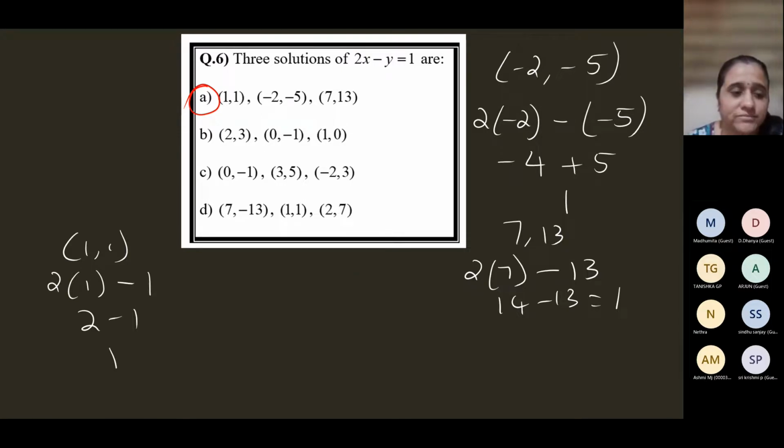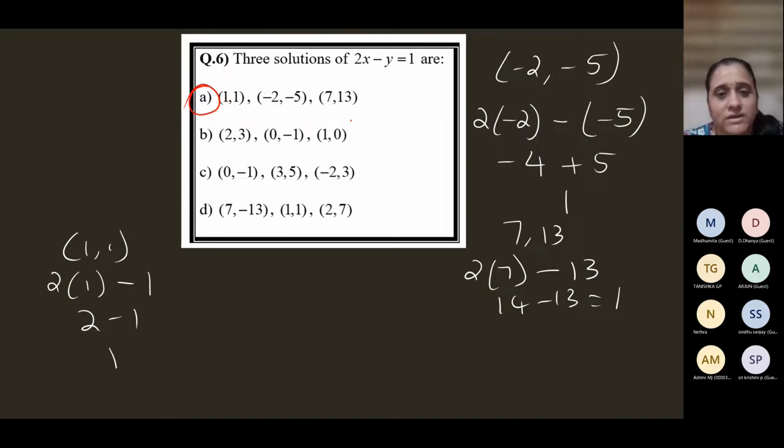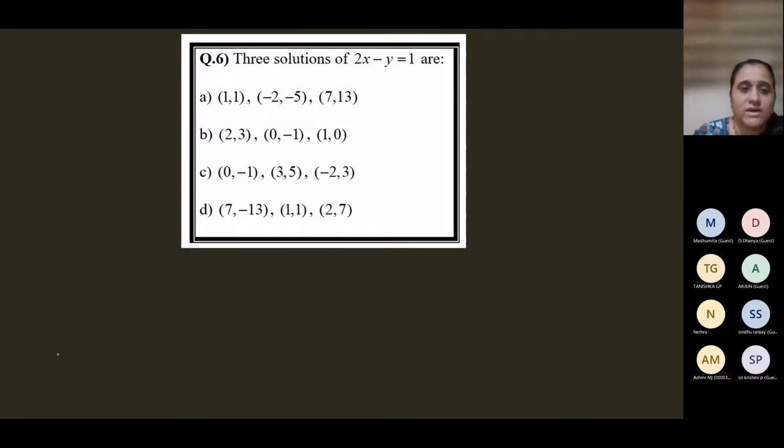All of you agree? All the 3 points in option A satisfy the given linear equation. So A is the correct option. Somebody said B, but in B, 1 comma 0 does not satisfy the equation. So B is not the correct option. The correct option is A. All the 3 points in A satisfy the linear equation given.